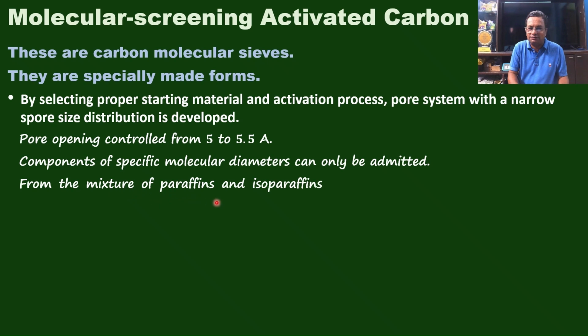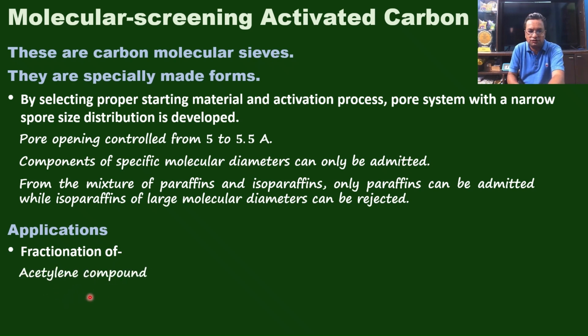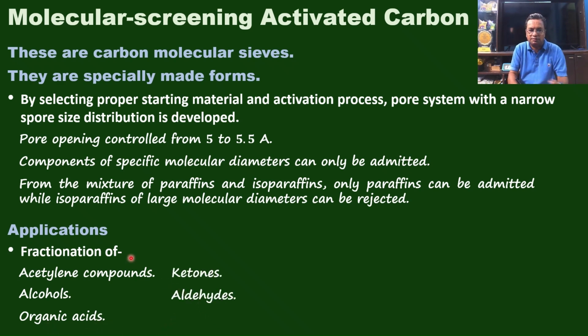For example, from a mixture of paraffins and isoparaffins, only paraffins can be admitted, while isoparaffins, which have larger molecular diameters, can be rejected. Paraffins have smaller molecular diameters, so they will be admitted, and in this way adsorption will be carried out. Now, what are the applications for carbon molecular sieves? They are used in fractionation of a variety of compounds: acetylene compounds, alcohols, organic acids, ketones, aldehydes. Fractionation of all these compounds is possible by using molecular screening activated carbon.